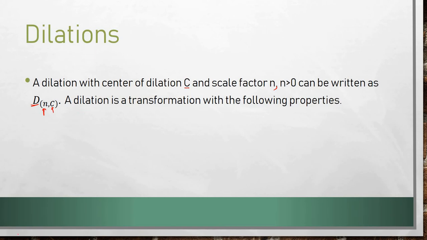So a dilation is a transformation with the following properties. The image of C is itself. So anything right at the center of dilation is going to stay exactly the same. So C prime equals C.